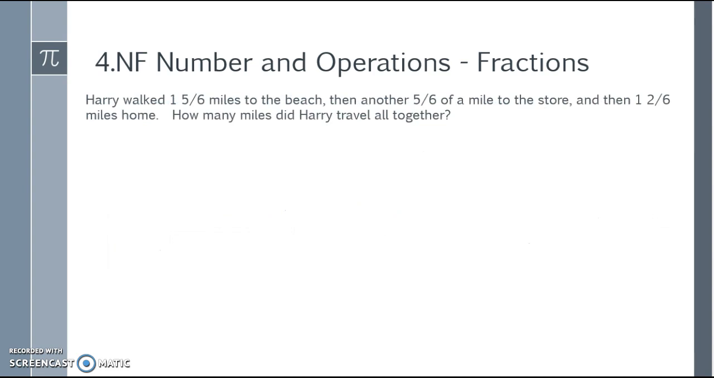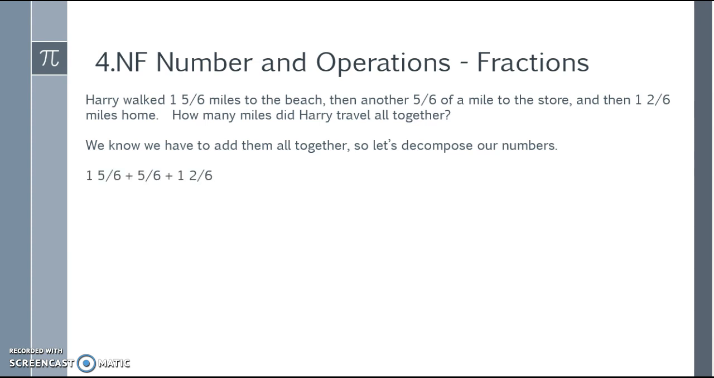Harry walked 1 5/6 miles to the beach, then another 5/6 of a mile to the store, and then 1 2/6 miles home. How many miles did Harry travel altogether? We know that to add them all together, we can decompose our numbers. So here we're adding all of our miles together so that we can show how many we did all together. And what I've done is taken my whole number pieces and rearranged them and separated them from the fractional pieces.